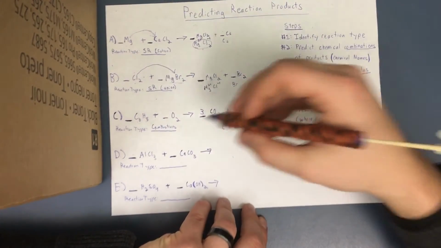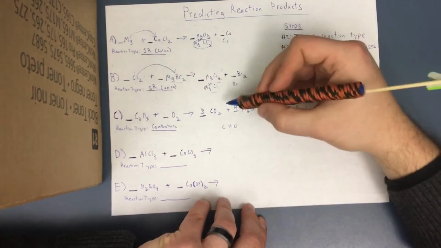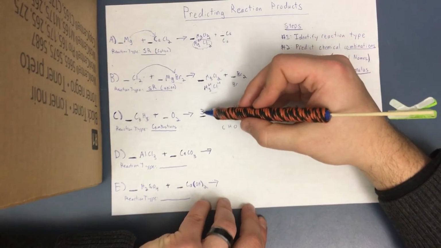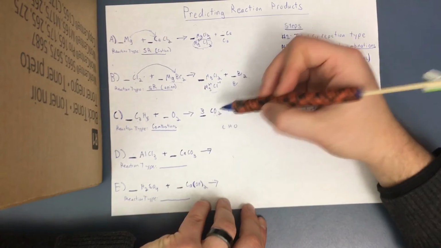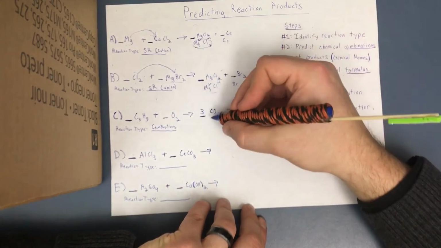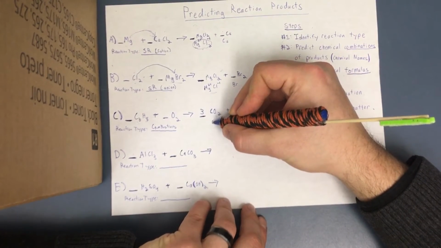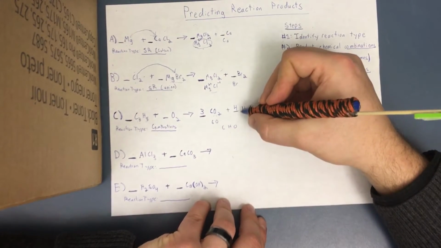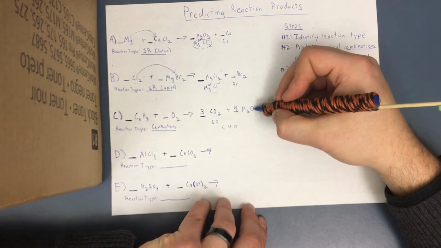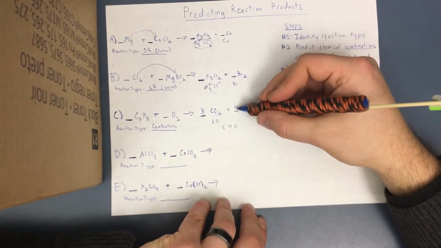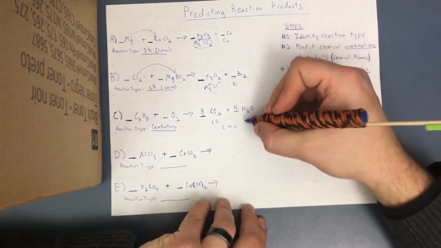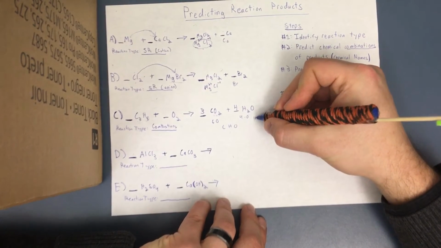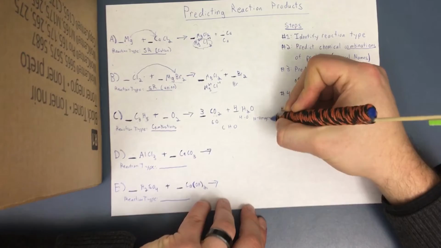Now, we need to take a look at oxygen. And to do that, we need to total how many oxygens are coming both from carbon dioxide and water. So here, we have 3 carbon dioxide molecules. Each carbon dioxide molecule has 2 oxygens. So you have a total of 6 oxygens over here. And over here, we have 4 times 1 oxygen, 4 water molecules. Each water molecule contains 1 oxygen. So we have a total of 4 oxygens over here. That gives us a total of 10 oxygens in the product side.